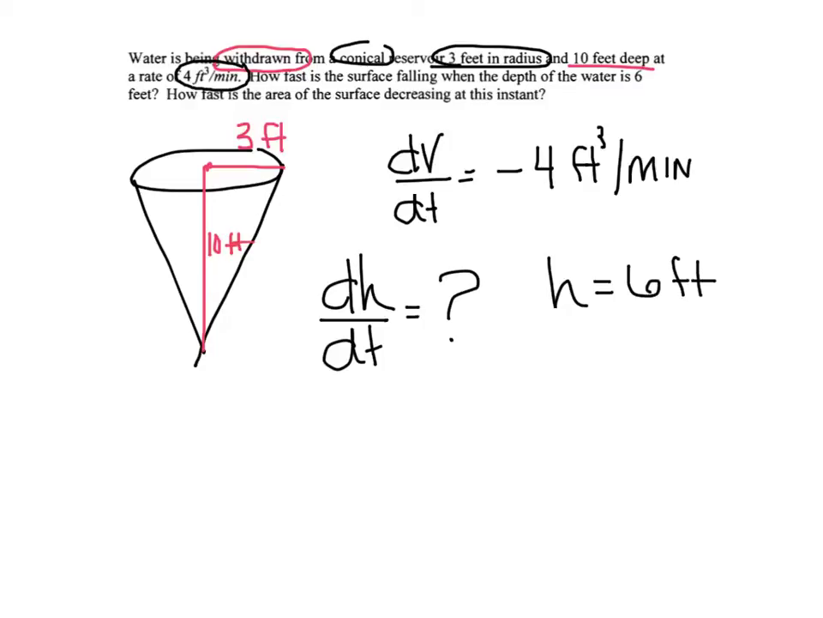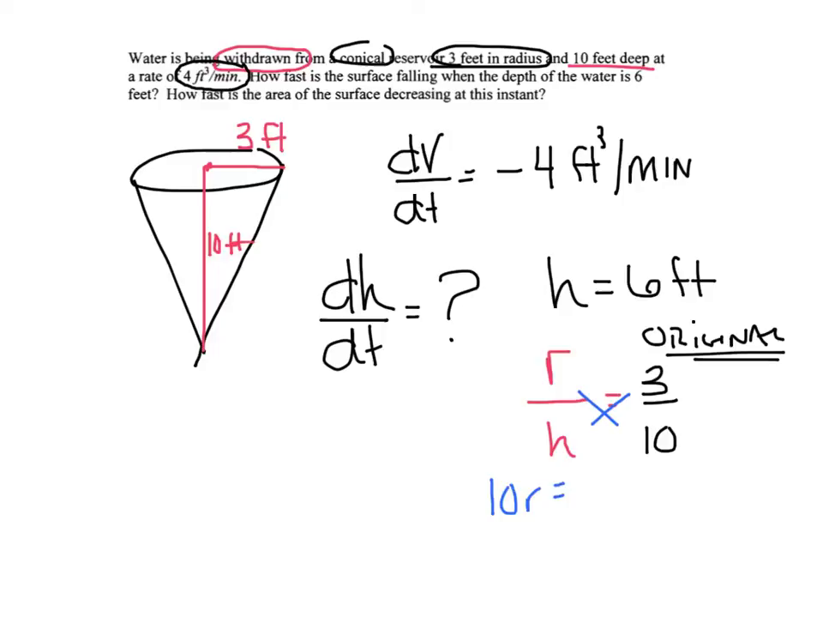All right, so we've got to set up our ratio. All cones have this radius over height ratio. Now remember, the key thing we marked in our notebook was we'll use the original. What original numbers are my radius and height? Well, that's 3 over 10. So then I'll just do a quick cross multiply, and I get 10r equals 3h.